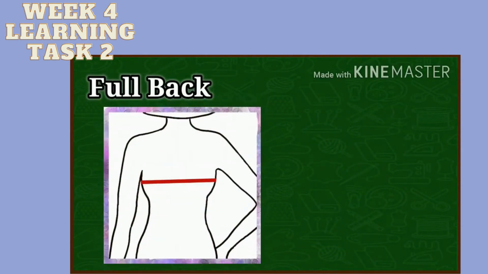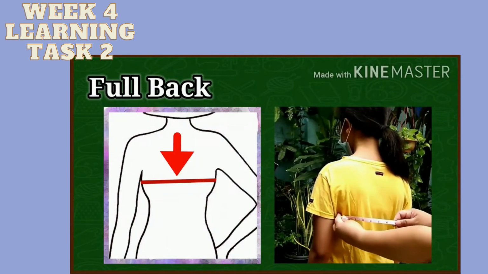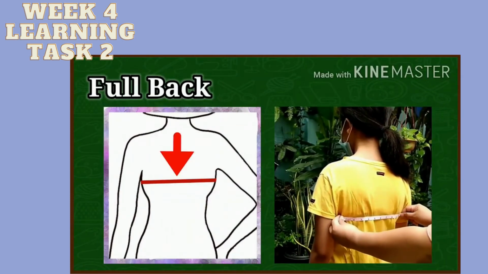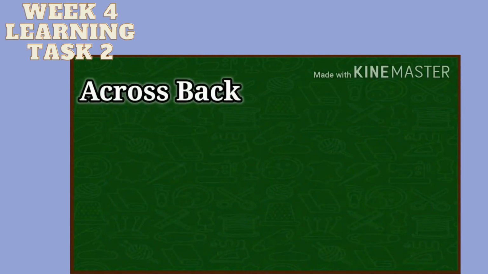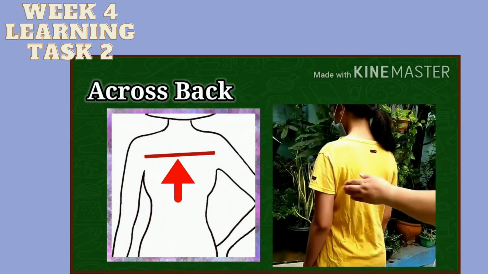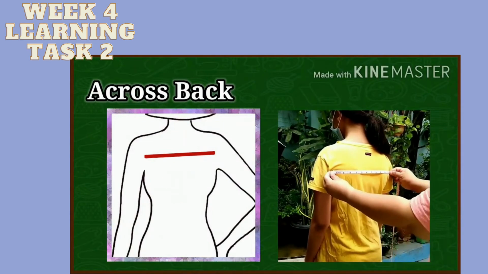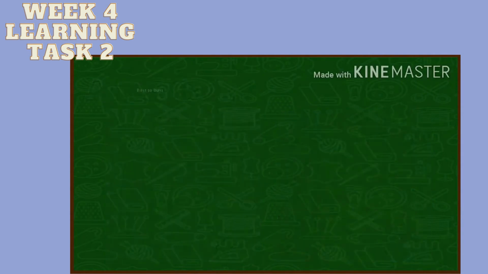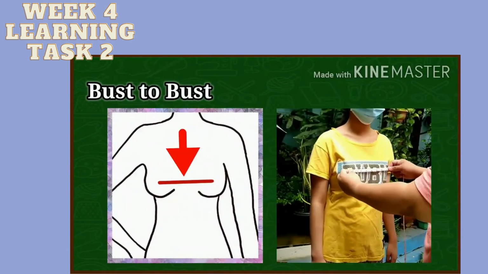Full back. Measure from the side seam, under the armpits, to the side seam across the back, positioning the tape measure about 4 centimeters from the armpit. Across back, measure from the armhole across the back to the armhole, positioning the tape measure about 8 centimeters down the nape of the neck. Bust to bust, measure from one nipple to the other nipple.